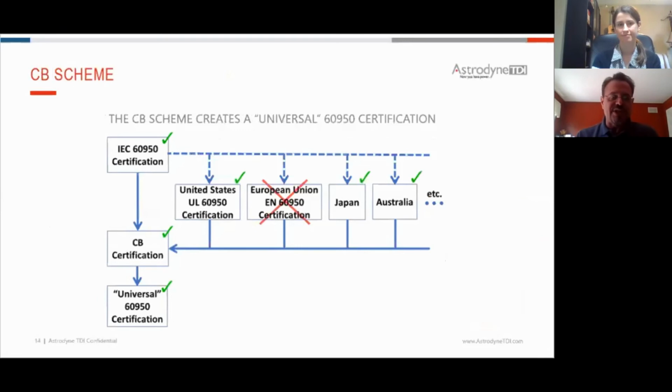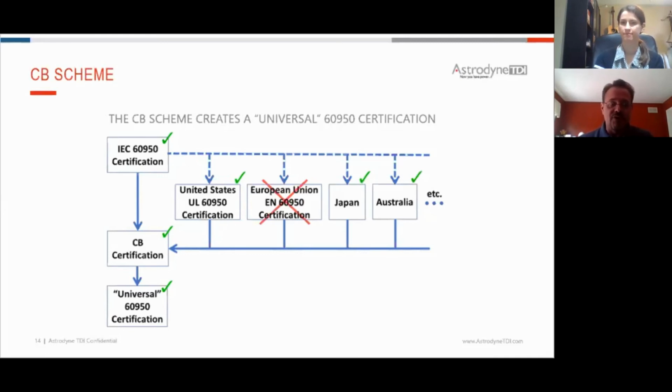So here's a graphical depiction of the way the universal standard works against a country-specific standard. The IEC is a standards body, and they generate a standard that says, this is what we recommend everybody adhere to. But then the individual countries decide for themselves whether or not they're going to adopt that standard. In doing so, they frequently make minor amendments to that standard. They either add specific things, or in some cases, they remove specific requirements.